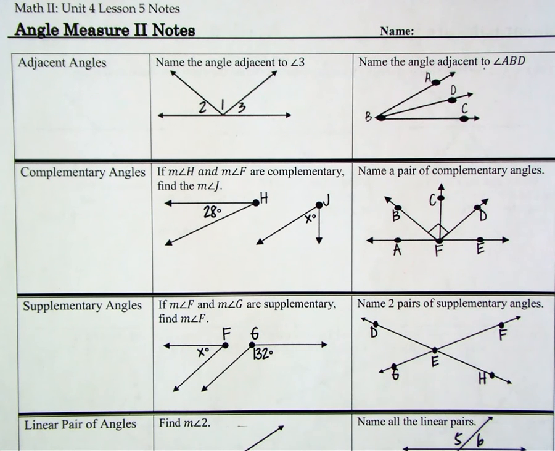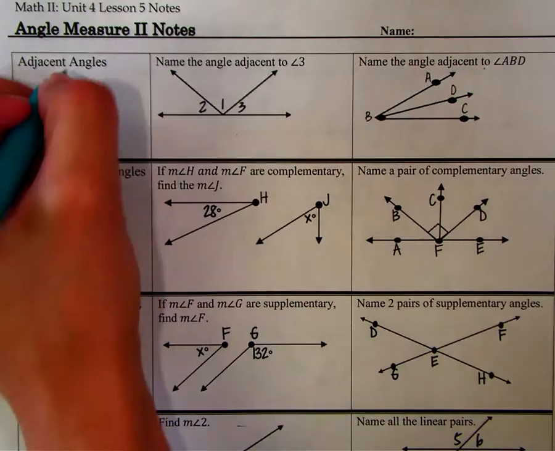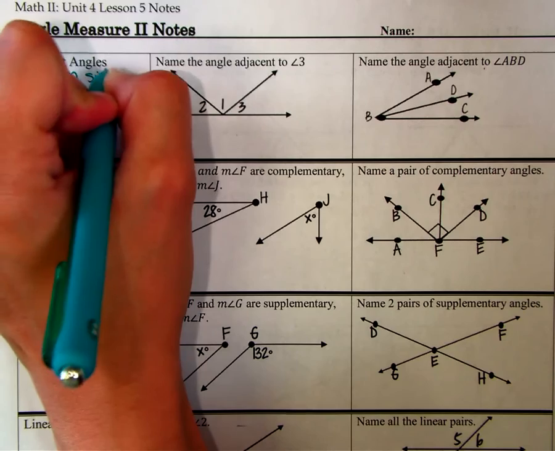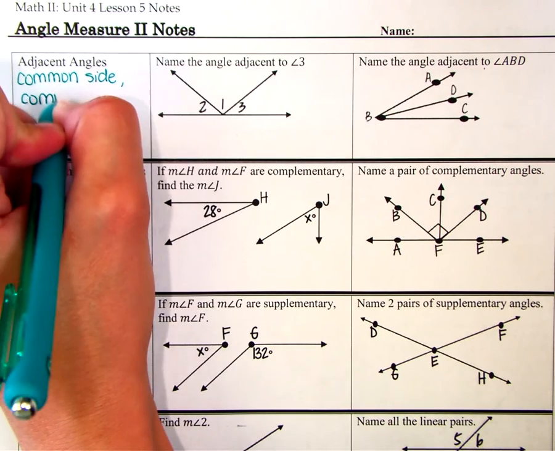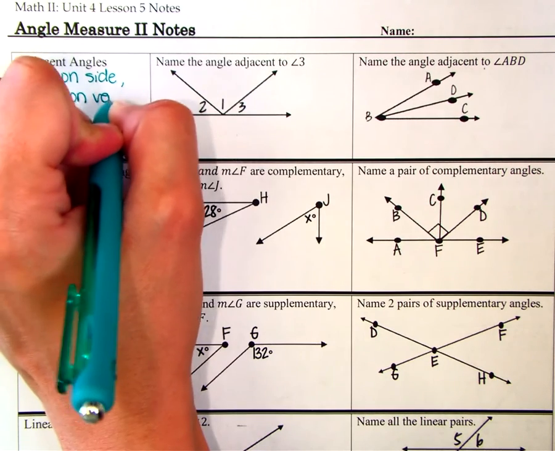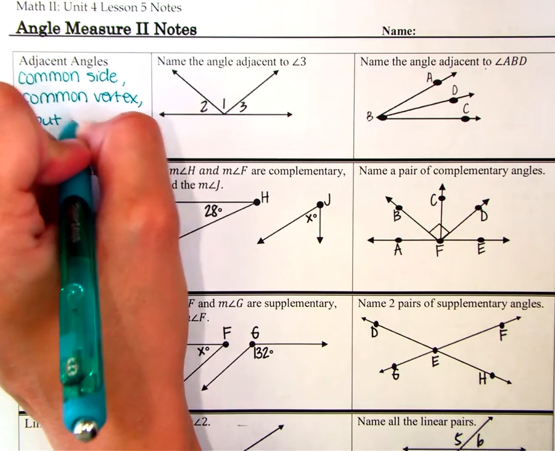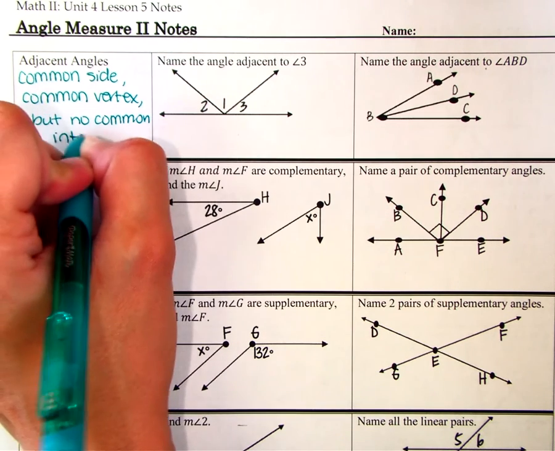Okay, so a little bit more about angles. First thing is adjacent angles. Those are two angles that share a side, so they have a common side, a common vertex, but no common interior points, no common interiors.